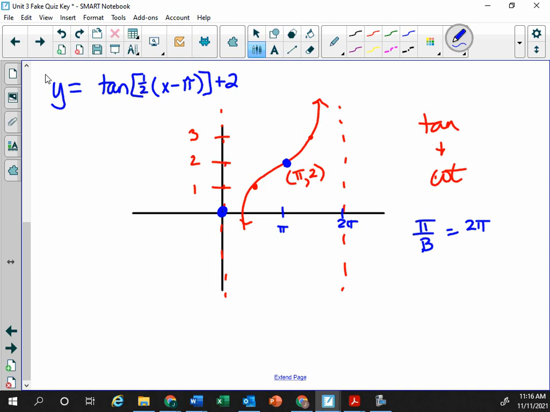For cotangent, it's going the opposite direction, right? Cotangent normally would be going this way. Okay? So we know we have a negative in front. 1/2 x. But guys, there's no phase shift here. The asymptotes are in the right spot. There is a vertical shift up 2. Okay? Questions on that one? Are we feeling a little bit better about writing equations? Okay.